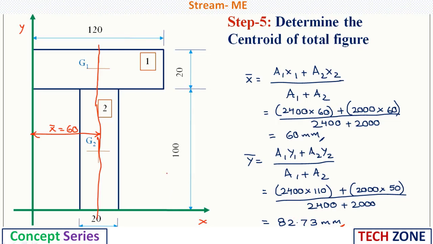If you observe carefully, this G2 value that we have obtained is 50 and here this D2 value is 100 what we have got. So 82.73 will be somewhere in between this 50 and 100. So we can keep it like this. This is G and this distance we can consider as y bar, that is 82.73 mm. This is how we need to determine the centroid of the given T section.